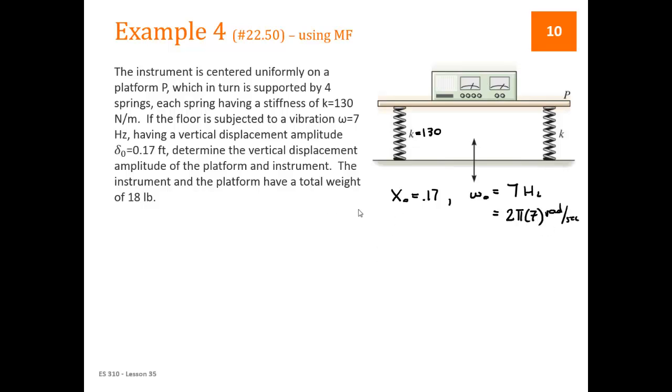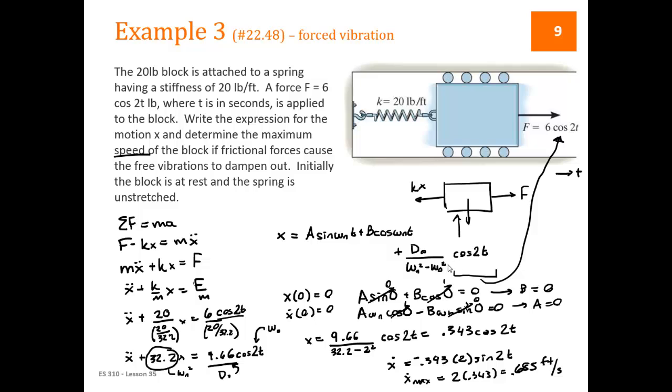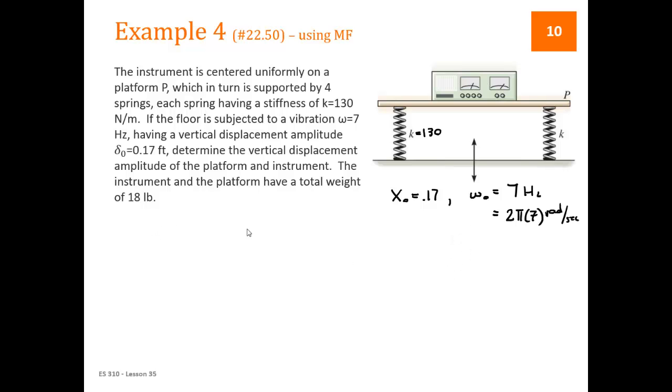All right, we know we're going to use our magnification factor because we're being asked what is the output given this input. So determine the vertical displacement amplitude of the platform and the instrument given that the input is this 0.17. So let's take a look at that expression. This is the expression we're going to use. Let's write that out just to remind ourselves. We've got x over x naught is equal to 1 over 1 minus omega naught over omega n squared.